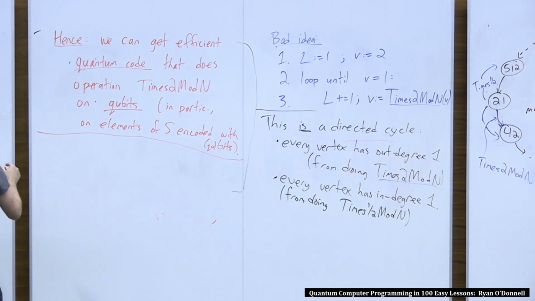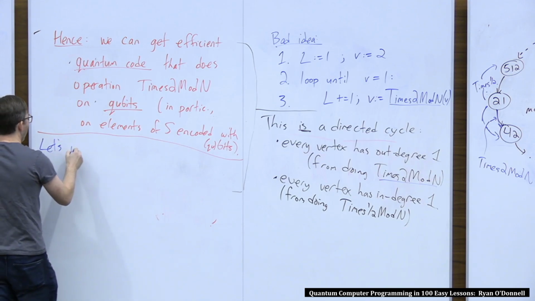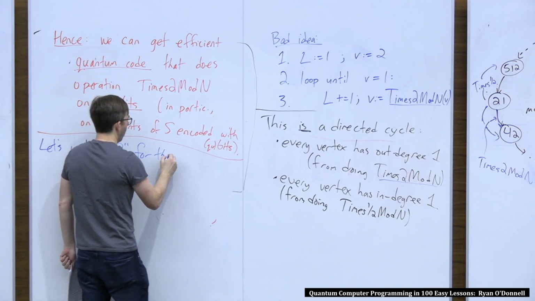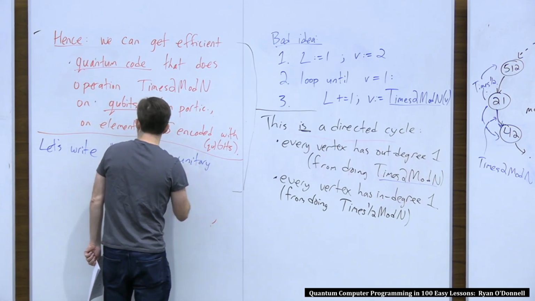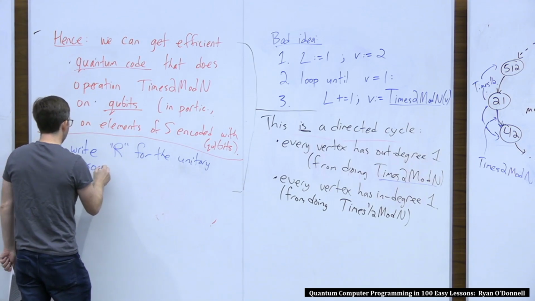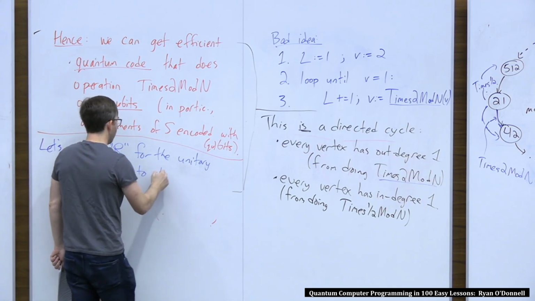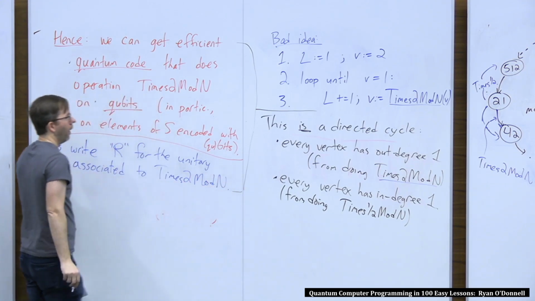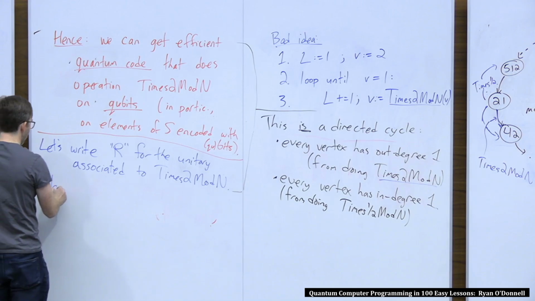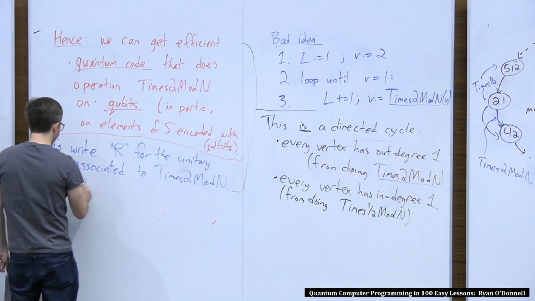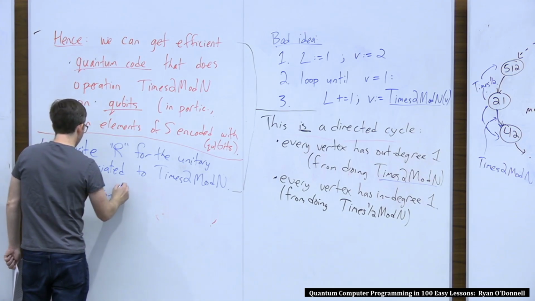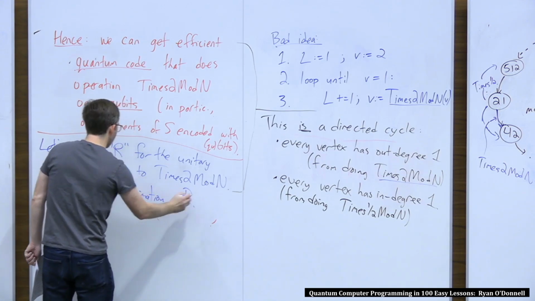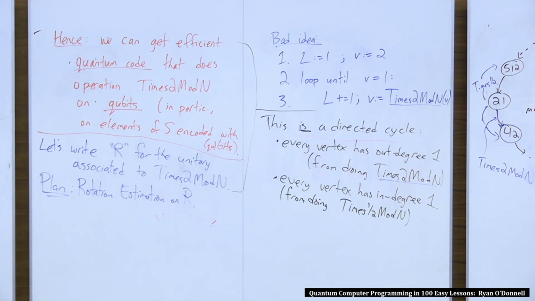Let's write R for the unitary operation associated to this quantum code that we just made times 2 mod n. And the plan is to do rotation estimation on R. Okay, that's the whole plan for how we're going to do step 1 efficiently.